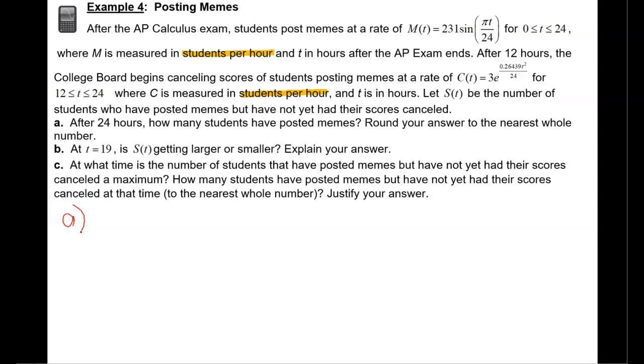So we say, all right, I want to find the integral from 0 to 24 of M of t dt. Don't write the function out on the AP test. Use its letter. So the integral from 0 to 24 of M of t dt equals. That's it. That's all you have to write. Then you go to your calculator.